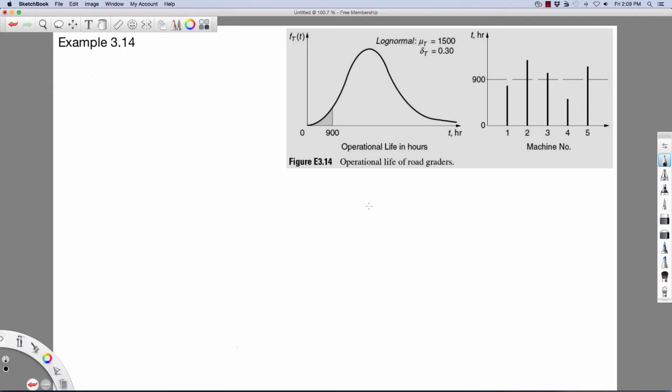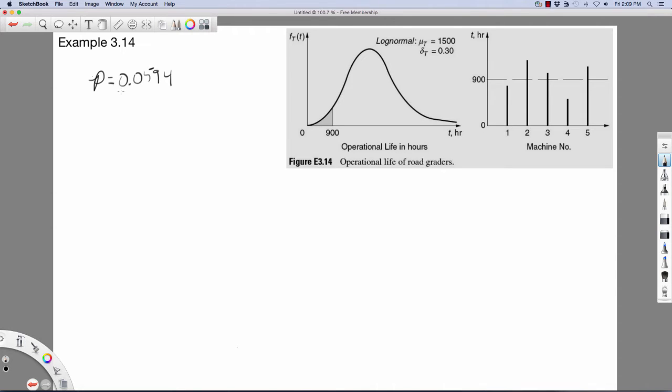Assuming the statistical independence among the conditions of the machines, the probability that 2 of the 5 machines will malfunction in less than 900 hours of operation can be evaluated, and they go ahead and do that. I think this is pretty straightforward. You can read through that, and we find that the probability that they ended up calculating is almost 6%, so it's 0.0594.